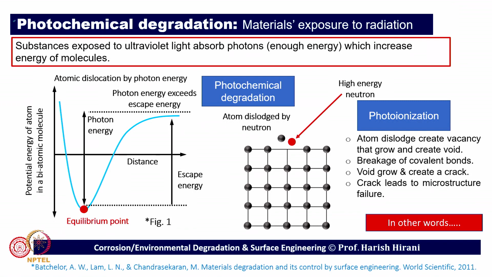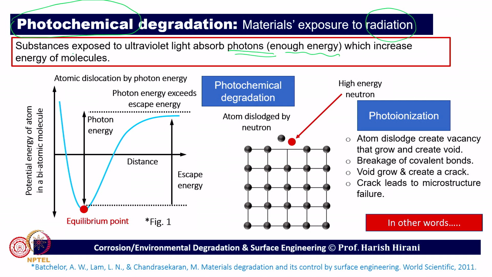Let us now come to radiation, and we often use the word photochemical degradation. The reason is that we are going to talk about photons, and whenever we talk about radiation, we generally express it in terms of photons, because these are photons which have a high energy. We are not talking about lesser energy or negligible energy.